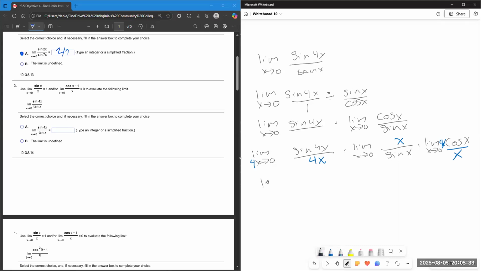So this is going to be 1 times 1 times limit as x goes to 0 of, let's write this again without the cancellations, 4x cosine x over x. Those x's will cancel. So this is 4 times the limit as x goes to 0 of cosine of x, which is 4 times 1, which is 4.